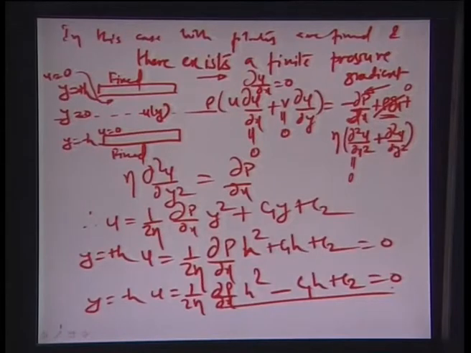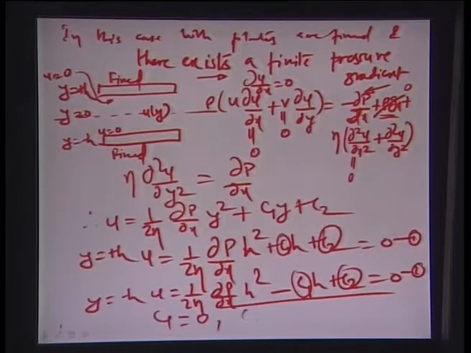So therefore, you have to decipher what the C1 and C2 are in this particular case. From these two equations you essentially have two unknowns and two different equations. So it's a set of linear equations and you can solve them to find C1 and C2. So in this case C1 comes out to be equal to 0 and C2 comes out to be equal to minus 1 by 2 eta del p by del x h square by 2.